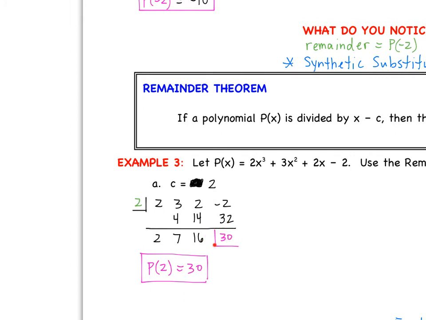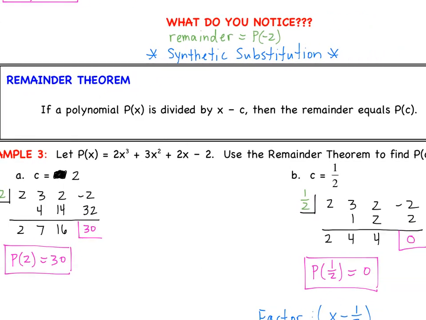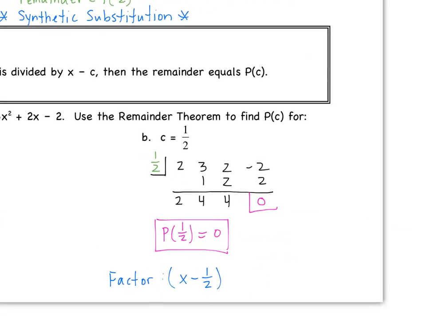So this remainder is our answer. So p of 2 equals 30. This is a lot easier than actually using direct substitution. It's more efficient. You're not dealing with powers, okay? So it's a more efficient way to evaluate polynomials, okay? So let's take a look at this next one.